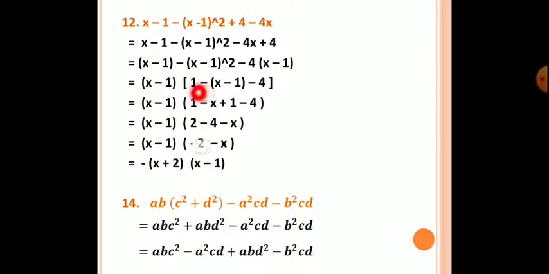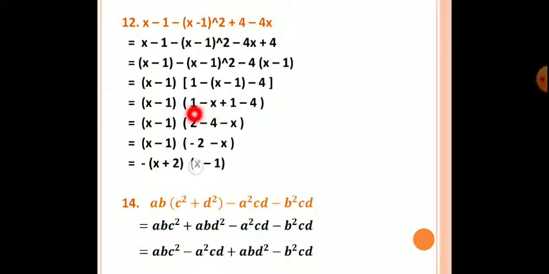What is remaining in the bracket is (x - 1) divided by (x - 1), which is 1, minus (x - 1)² divided by (x - 1), so x - 1 is remaining, minus 4 into (x - 1) divided by (x - 1), so minus 4 is left. In the next step we write (x - 1), and here 1 minus, now removing this bracket, 1 - x + 1 - 4.